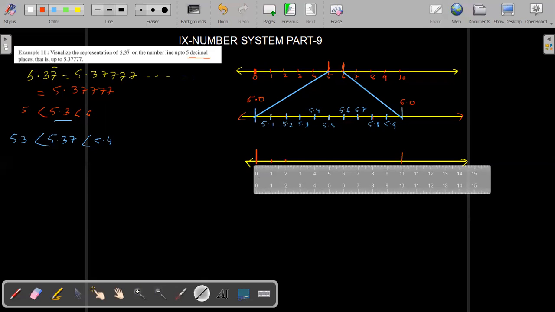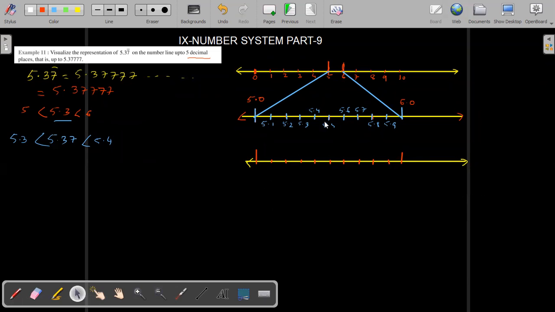1, 2, 3, 4, 5, 6, 7, 8, and 9. Okay, got it? So we have zoomed this part. Which part have we zoomed now? Because 5.3, 5.37. Now we will take up to 2 decimal places.